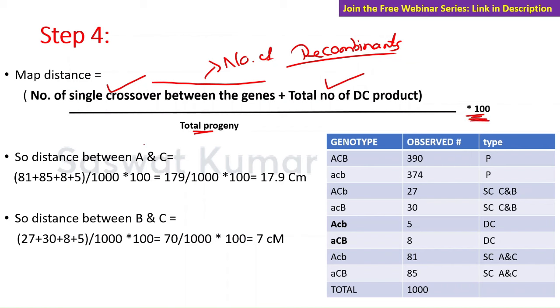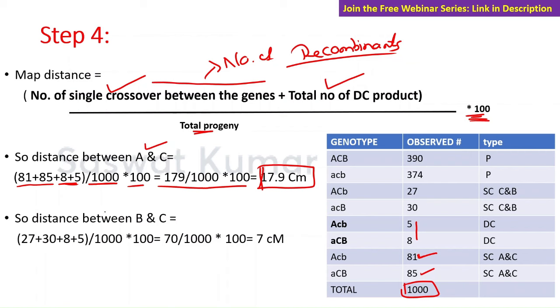So first find the distance between A to C. The single crossover between A to C is 80. The number of offspring are 81 plus 85, plus 8 plus 5, 13, that is your double crossover product, divided by the total number of progeny, which is 1000, into 100. So we'll get 179 divided by 1000 into 100, which equals 17.9 centimorgan.